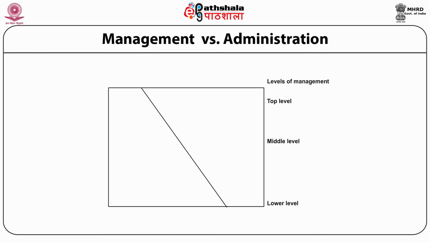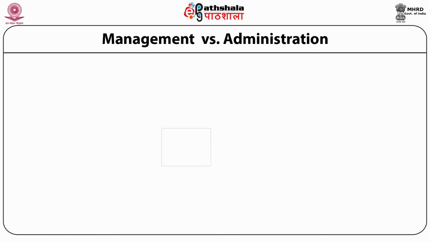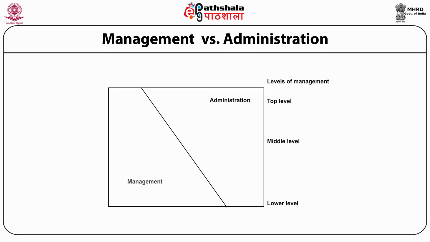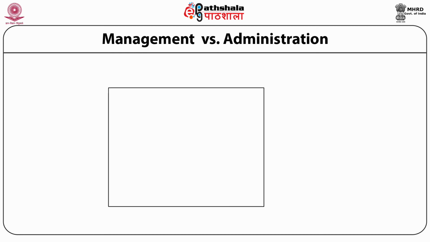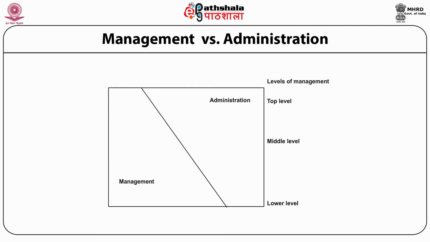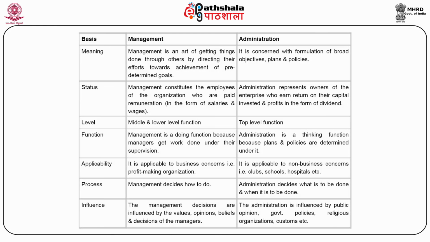Management versus administration. The two terms management and administration are generally used interchangeably, but the two terms are different. The difference between management and administration can be summarized as under. Management is an art of getting things done through others by directing their efforts towards achievement of predetermined goals, while administration is concerned with formulation of broad objectives, plans, and policies.